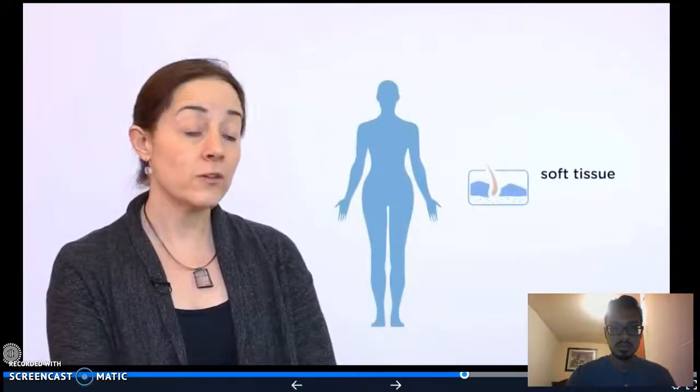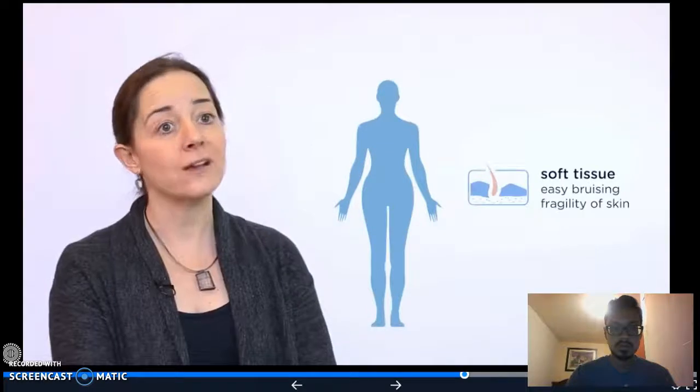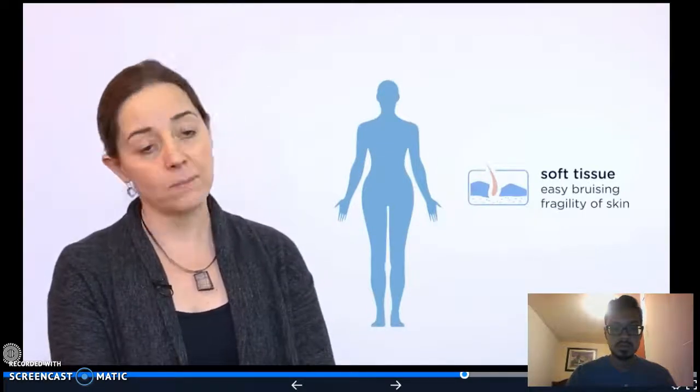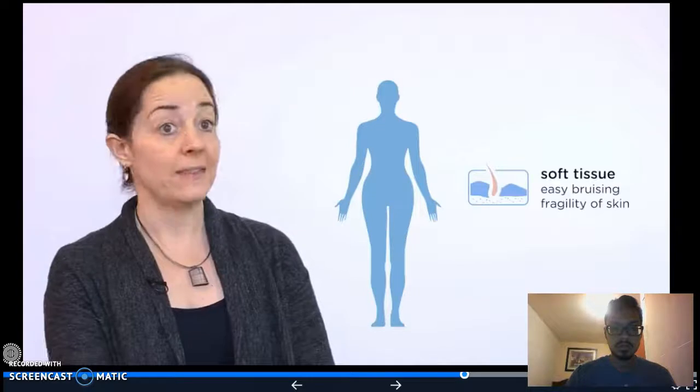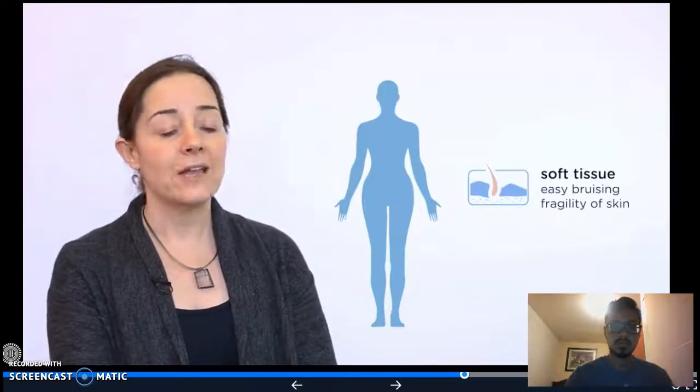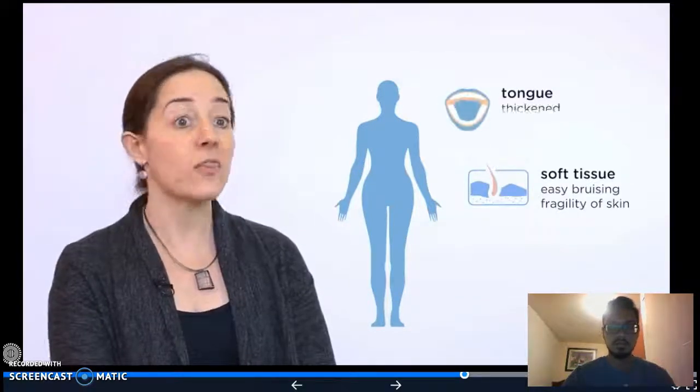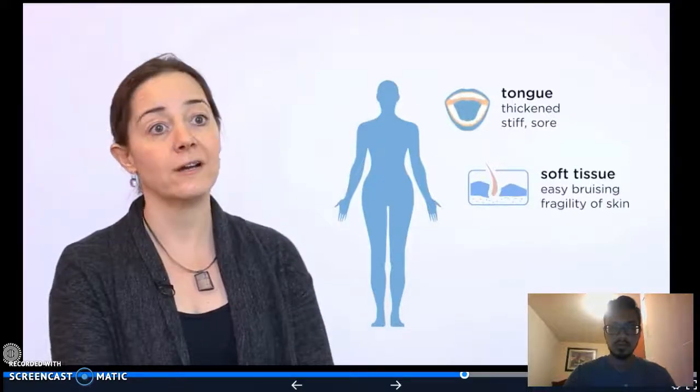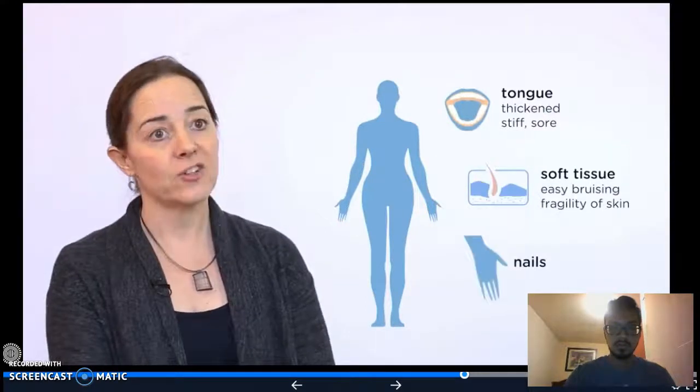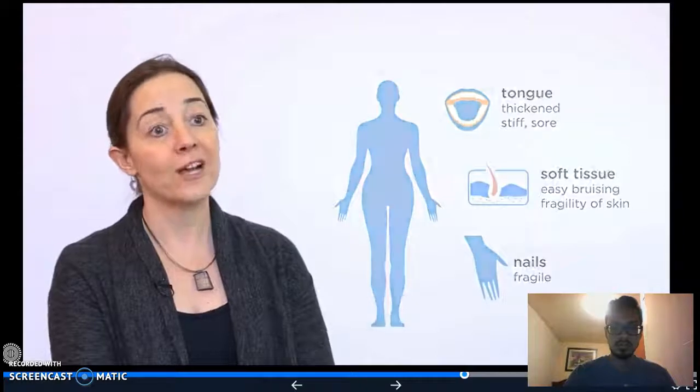So AL amyloidosis can deposit anywhere in the body. The only place where it doesn't cause disease is within the brain. It can affect the soft tissues, which is where you tend to notice easy bruising, fragility of the skin, so bruising particularly around the eyes, in the beard line in men. It can infiltrate into the tongue, causing a thickened, stiff, sometimes sore tongue with blood blisters. It can infiltrate into the nails, making them feel fragile.